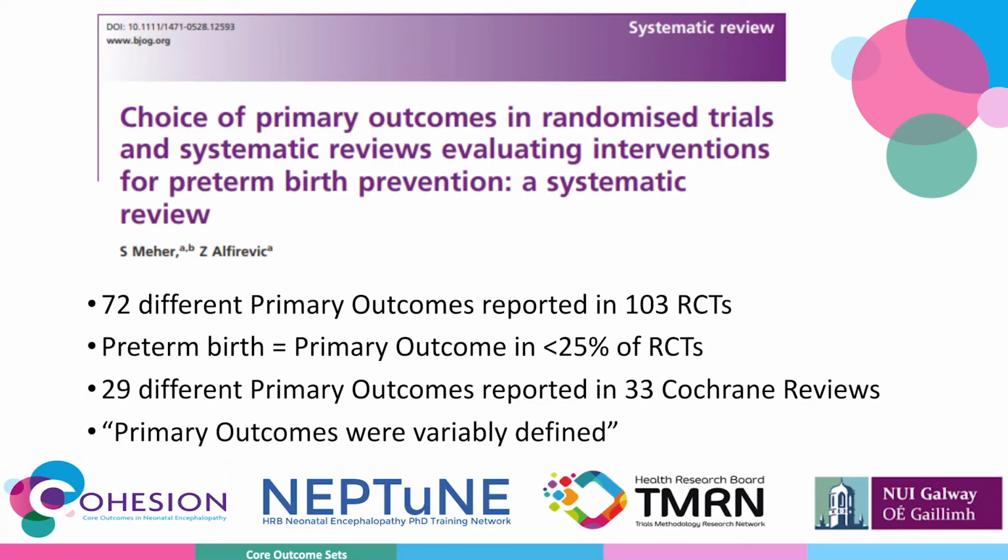A well-known example illustrating this is a review looking at interventions for the prevention of preterm birth. In this review, there were 72 different primary outcomes reported in 103 randomized controlled trials. Preterm birth itself was only reported as a primary outcome in less than a quarter of these trials. Similarly, in the Cochrane reviews, there were 29 different primary outcomes reported in 33 different Cochrane reviews. And even the authors noted that primary outcomes were variably defined.